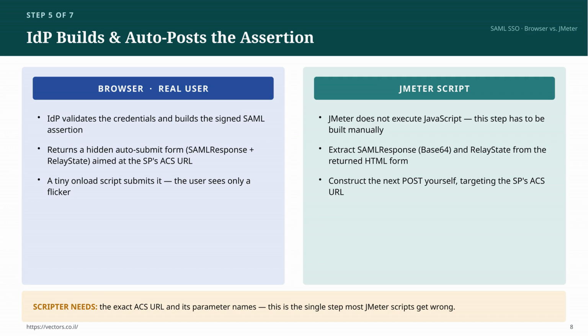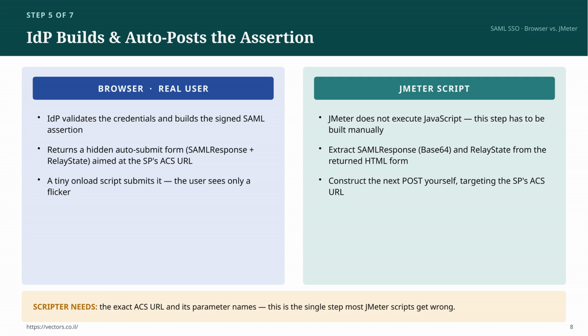JMeter doesn't execute JavaScript at all, so this auto-submission has to be built manually. Extract the SAML response and relay state from the HTML, then construct the post to the ACS URL yourself. If you take away one thing from this whole deck, it's this step. Get the exact ACS URL and its parameter names confirmed with the SP team, because some identity providers rotate them.